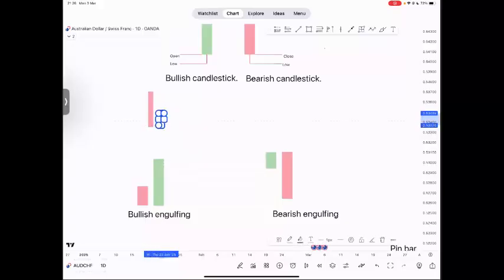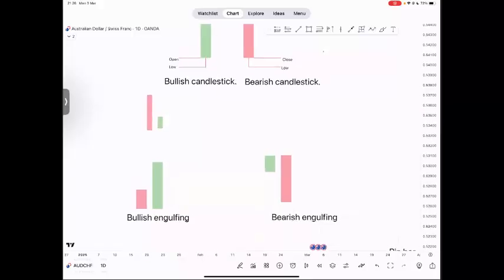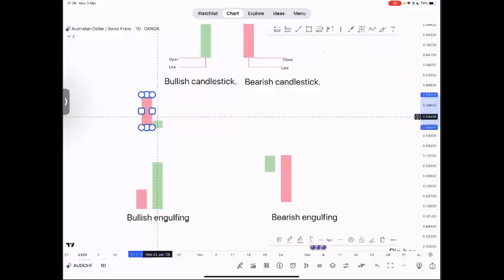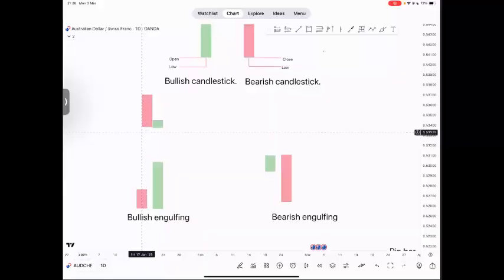A green, right? Let's say something like this. Now, this particular one, these are not engulfings. This one here, these are not engulfings. An engulfing candlestick must engulf from the right.